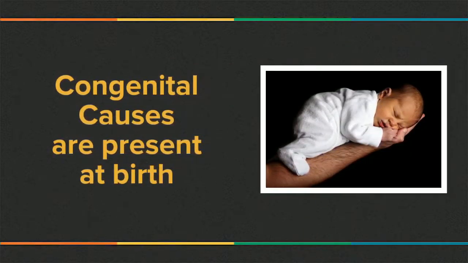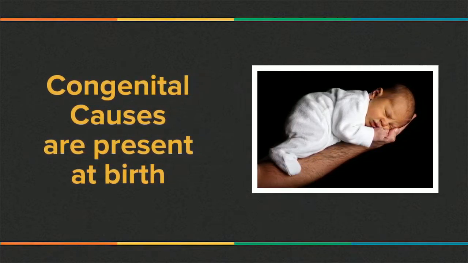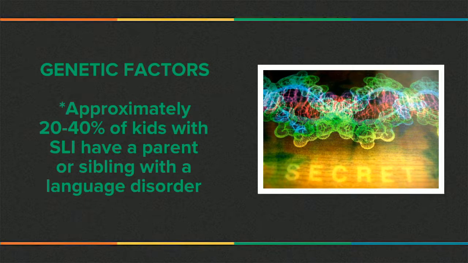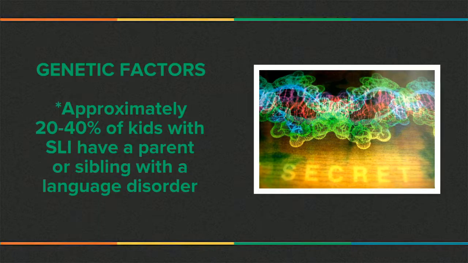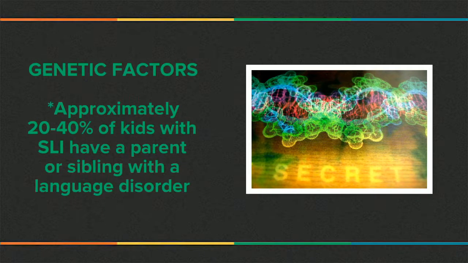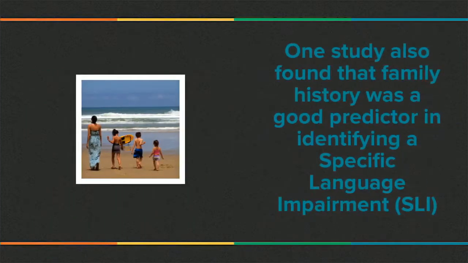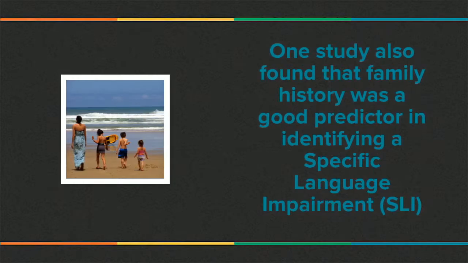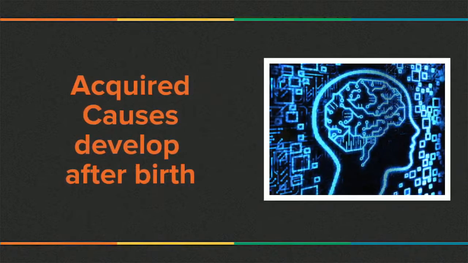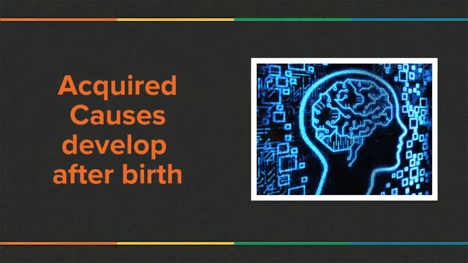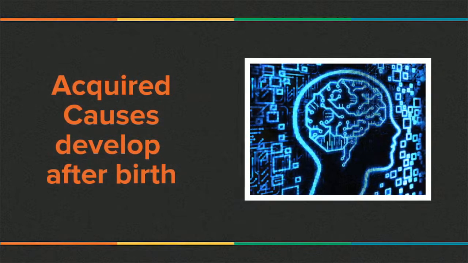There are some congenital causes to consider, such as genetics, family history, and prenatal care. Genetic factors play a role in both primary and secondary language disorders. It has been estimated that approximately 20 to 40% of children with a specific language impairment have a parent or sibling with a language disorder. One study also found that family history was a good predictor in identifying a specific language impairment in children. Acquired causes develop after birth and can include environmental factors, low language exposure, brain trauma, and hearing loss.